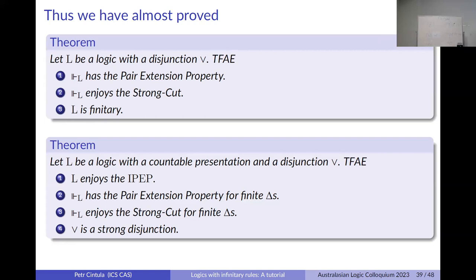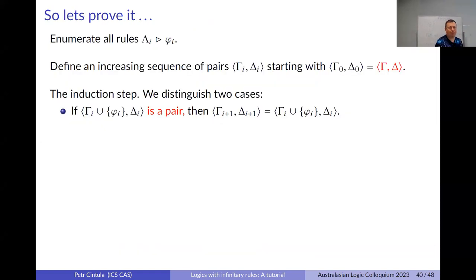But because we know these are equivalent, instead of proving this, which is relatively hard, we prove 3 implies 2: that strong cut for finite deltas implies pair extension. So it's interesting for two reasons. First is the proof strategy. And second, it's interesting to have the pair extension property because model logicians and some relevant logicians like that. So it's nice to know we have it, but only for finite deltas. We cannot have it in general because in general, it would imply finitarity. So everything would collapse.